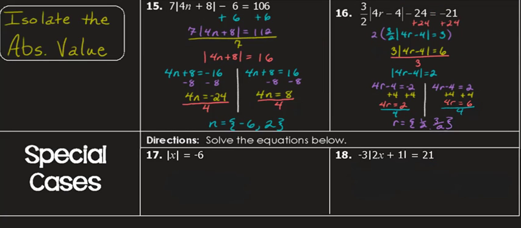It is not possible to take the absolute value of anything and get a negative answer. For this reason, number 17 is DNE. This stands for the answer does not exist.